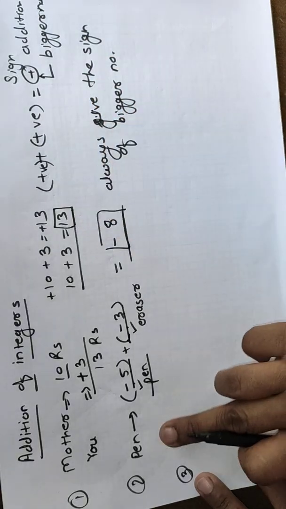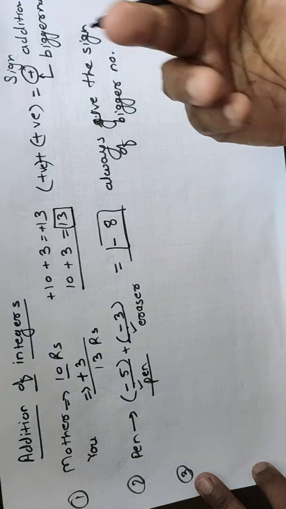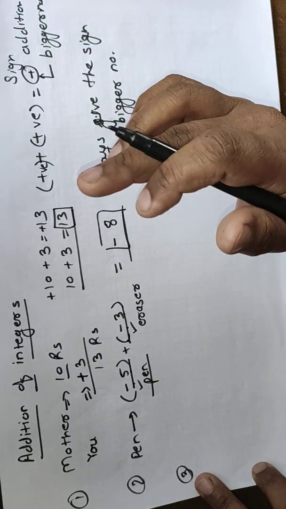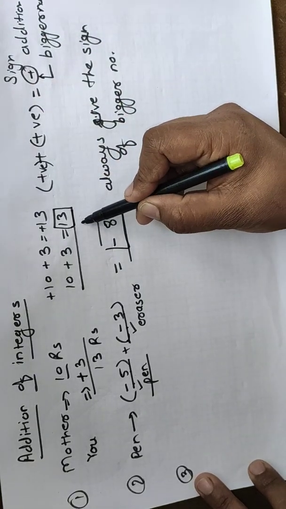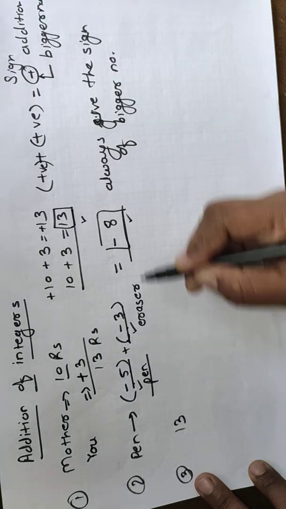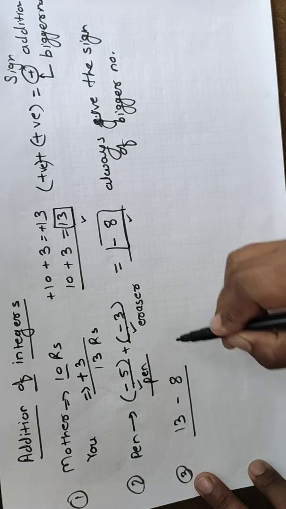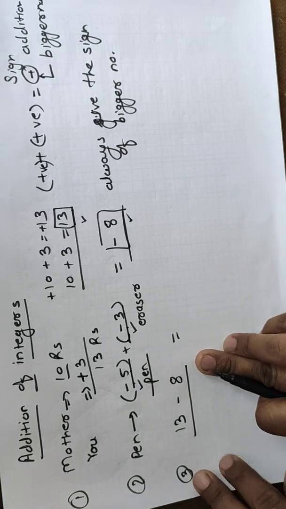From that 13 rupees you took a pen and an eraser, and its cost is -8. So how many rupees are left with you? To find that, we have to do the subtraction of these two numbers. So here 13, and how much rupees have you debited? 8 rupees. So in this type of equation, what do we have to do?